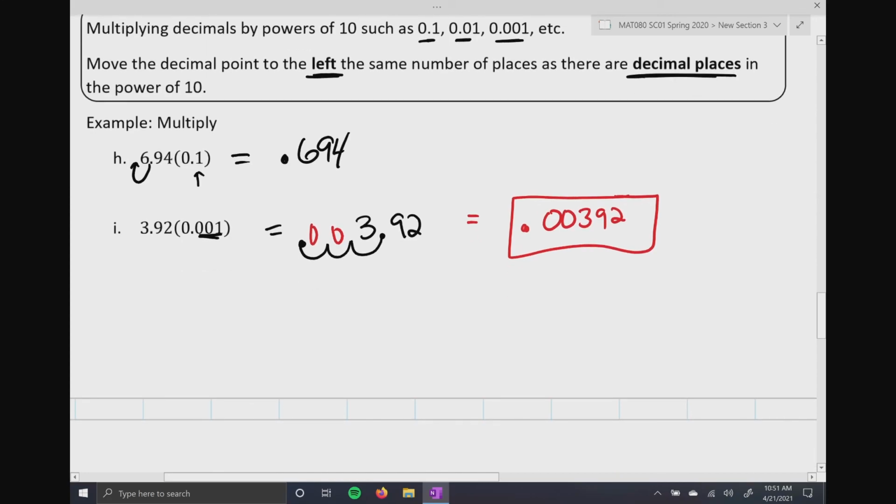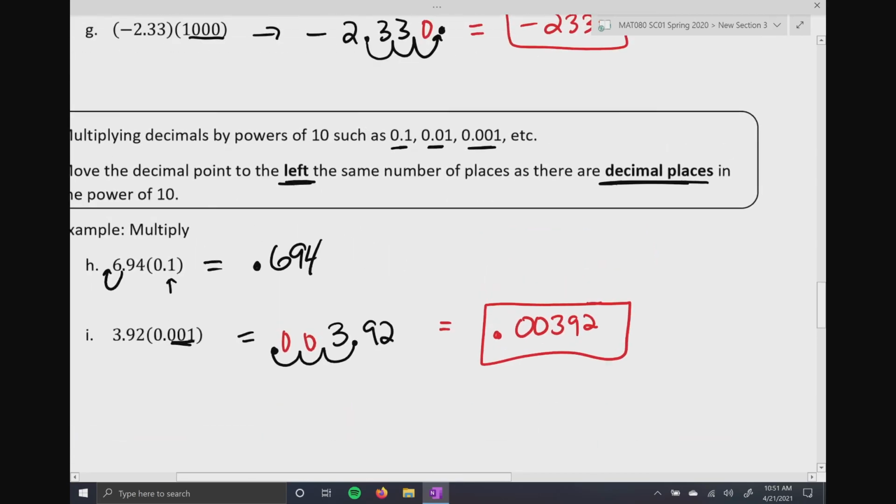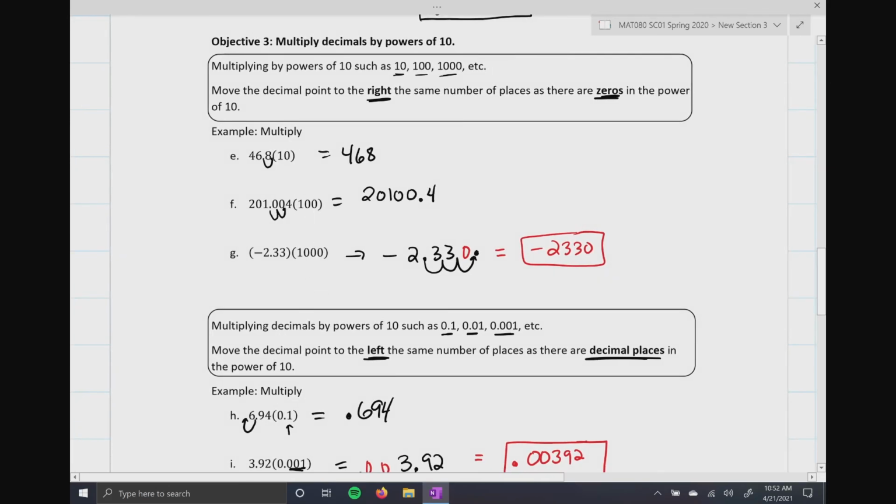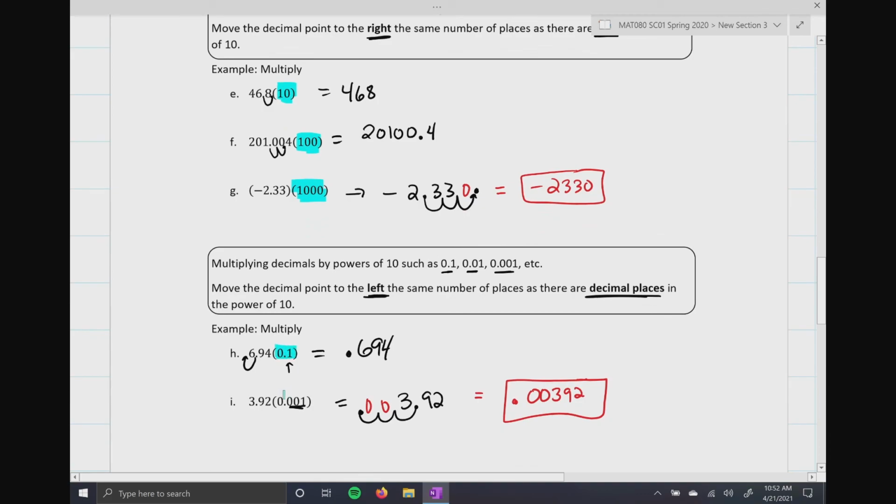Wait, how is this different than the first one? Right? So the first one, look at the numbers that we're multiplying by, and I'll highlight them for you. Okay, they're whole numbers. Down here, they're decimals. So if they're whole numbers, move to the right. If they're decimals, move to the left. Does that make sense?